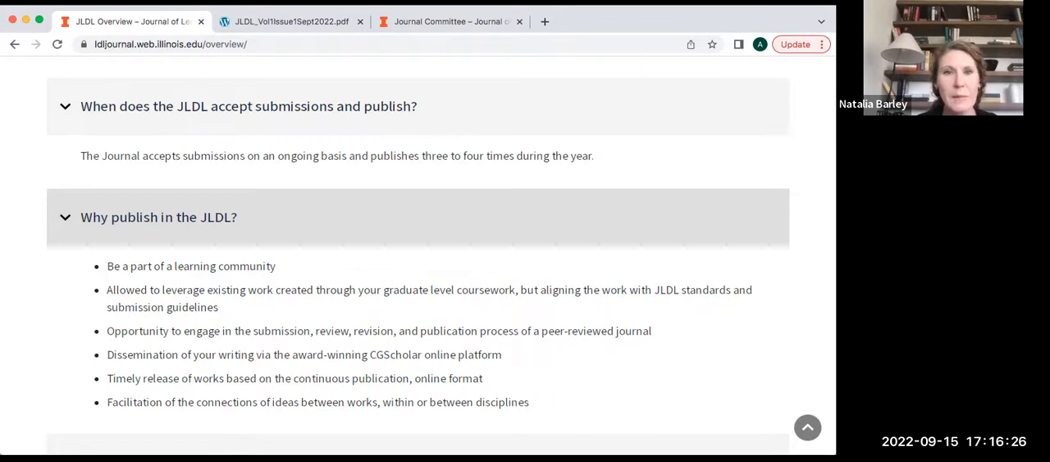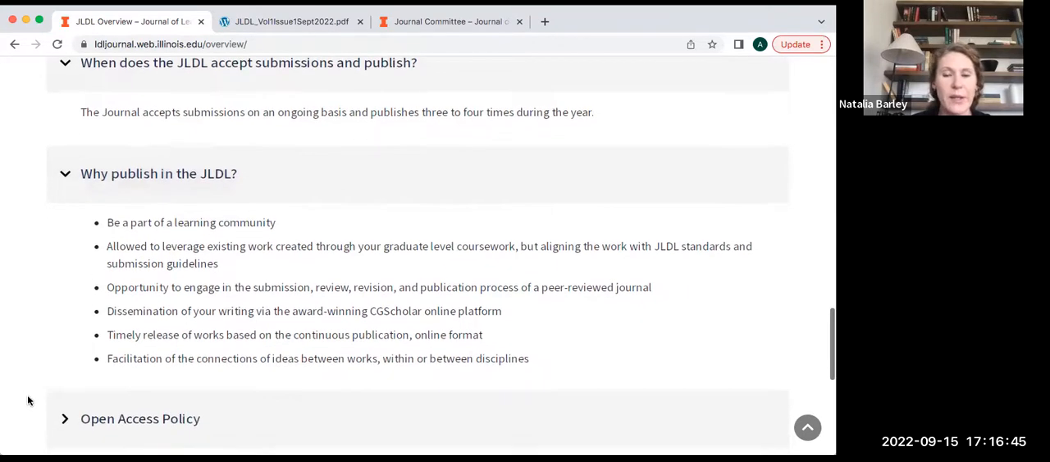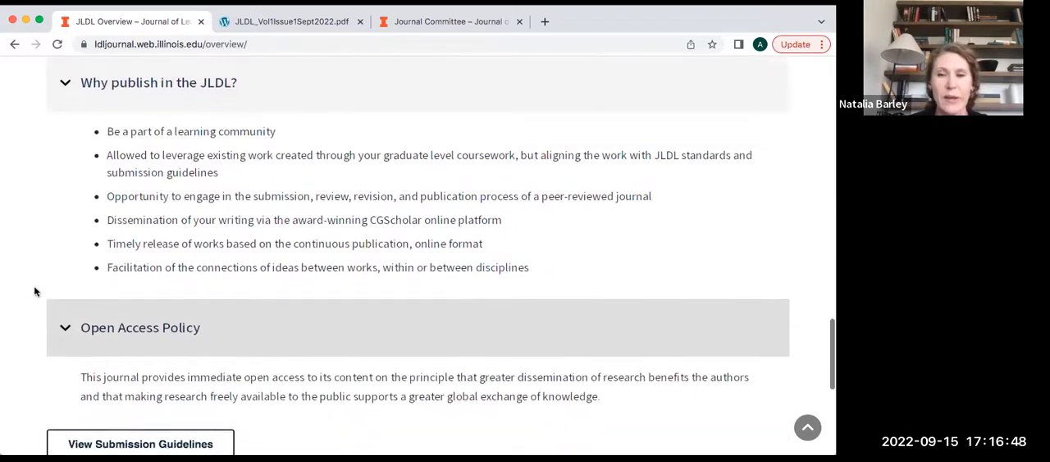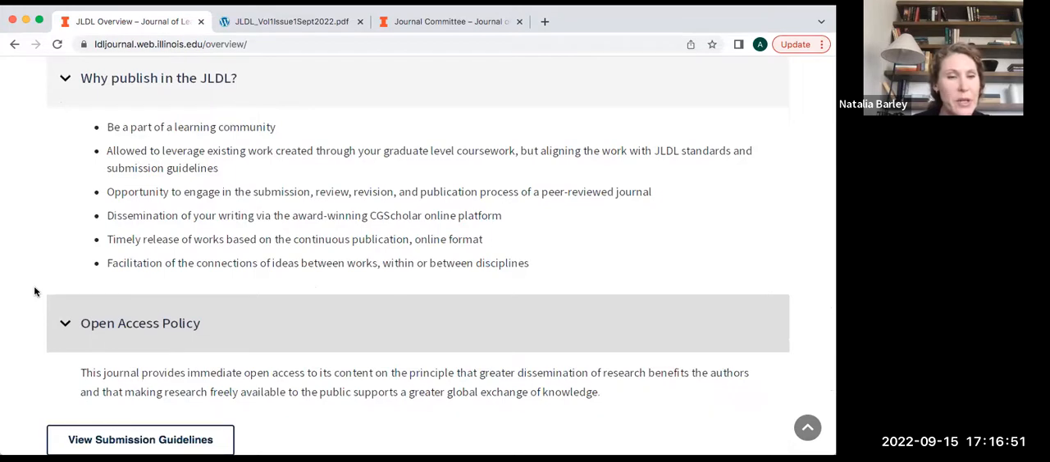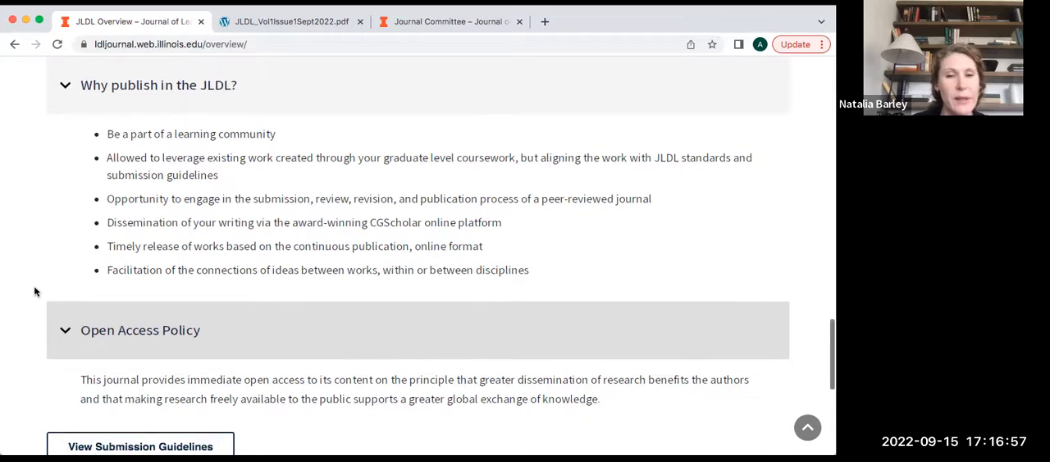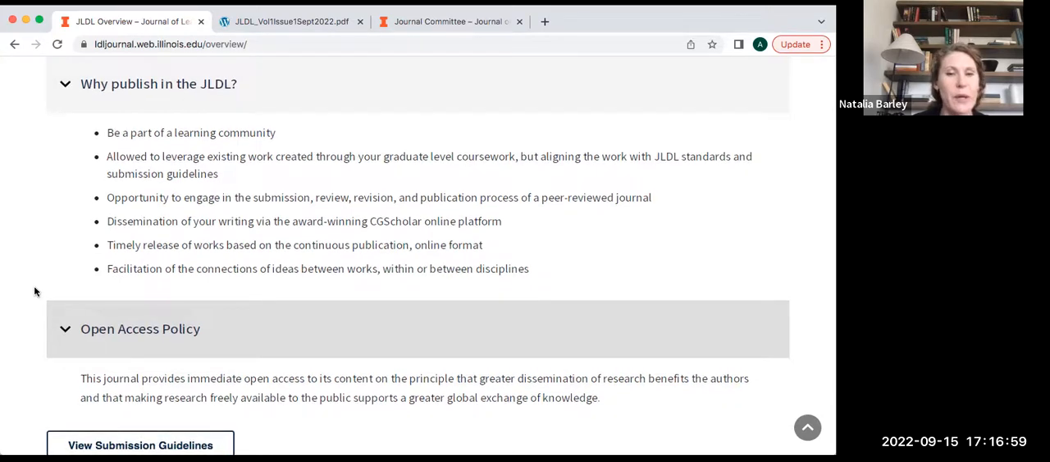Also, especially for those students who have not had a chance to do so, this gives you an opportunity to engage in the submission, review, revision, and publication process. It is unique, so if you haven't experienced that, this is a great opportunity. And of course, your work will be disseminated not only in IDEALS, but also via the award-winning CG Scholar online platform. We already mentioned this before. Those of you who have worked with it know that it accommodates multimodal works very well. So that's one of the benefits of CG Scholar, in addition to the peer review process.